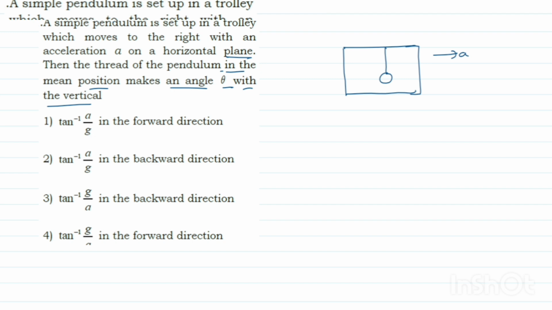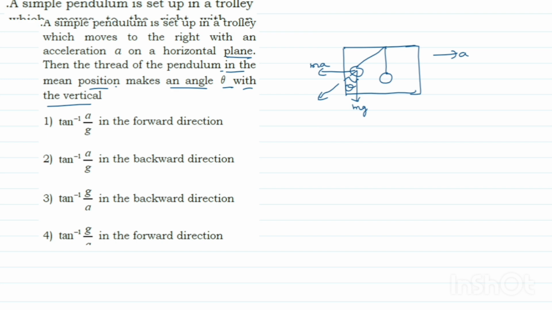Now here, due to the pseudo force, it's going to be acting. The pseudo force causes an acceleration along this direction, ma. The weight of this bob is going to be acting downwards, mg. The net g value is going to be acting this side. Now the question is given as the thread of the pendulum in the mean position makes an angle theta with the vertical. So now here it's making an angle theta with the vertical. Then here they are asking whether it is in the forward direction or backward direction, the theta value.